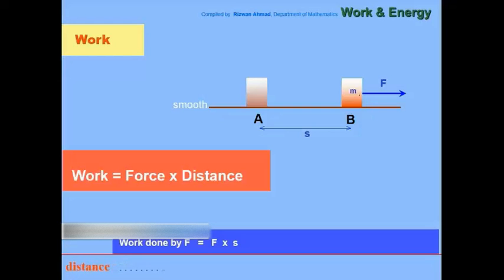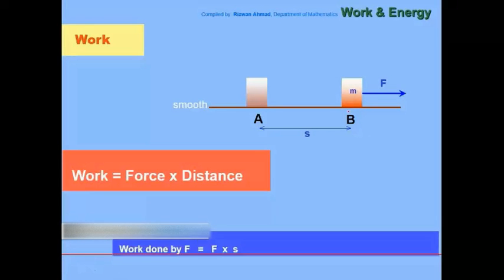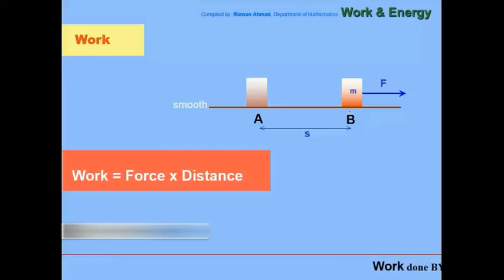Since it is in the same direction of motion, we can say this is the work done by this force. The word "by" is important here. Sometimes it will be against the force F, and in this case it is by the force F, because the force is in the same direction as the object is moving. So this concept is clear: work is equal to force times distance. Right?